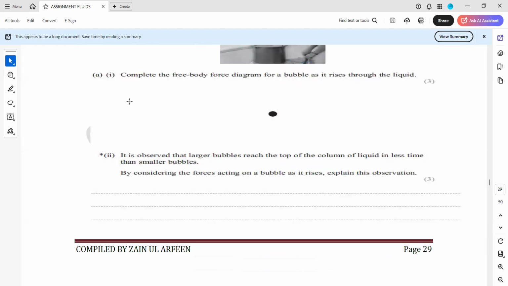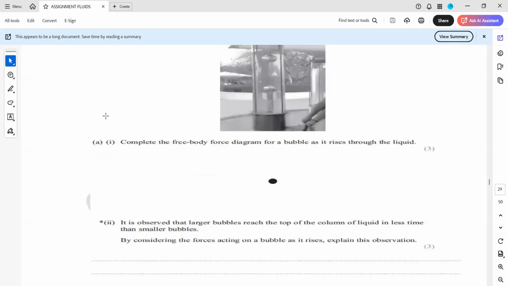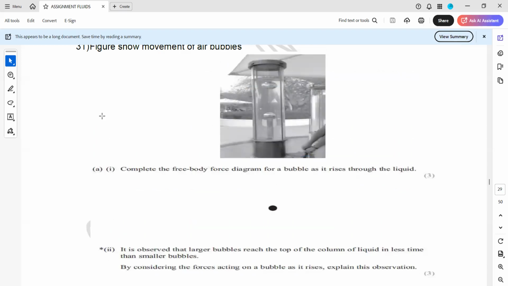The next we have: it is observed that the larger bubble reaches the top of the column in less time. The larger bubbles, as you can see, if the bubble is larger, it's going up in a shorter time as compared to a smaller bubble. By considering the forces acting, explain this observation. So how do we explain this observation? Because the force which is moving the bubble upward is the upthrust.